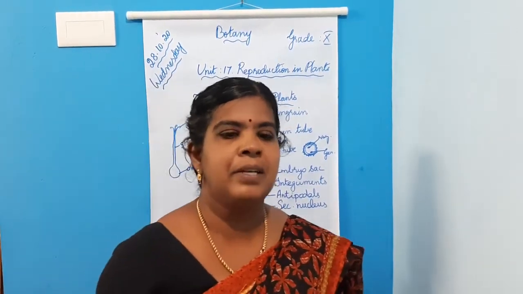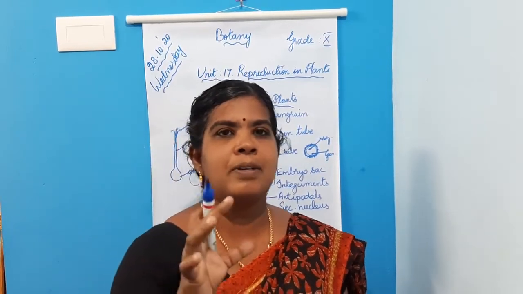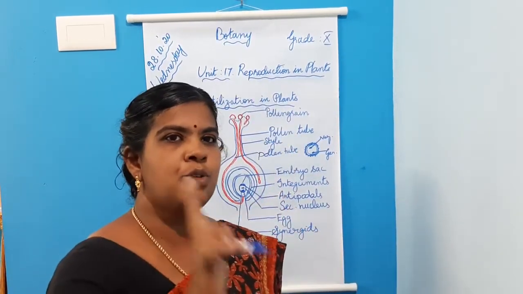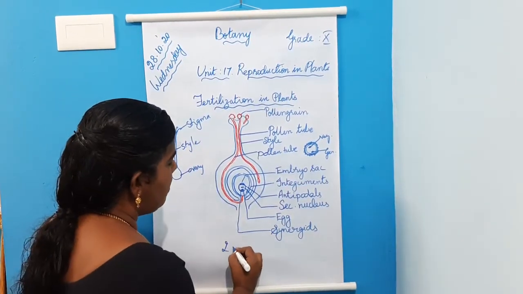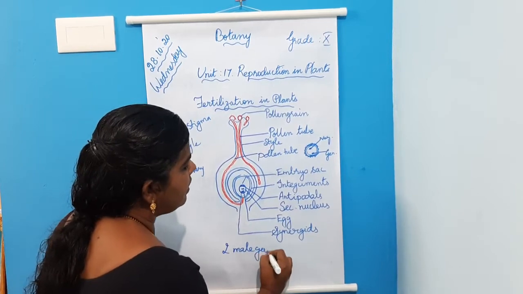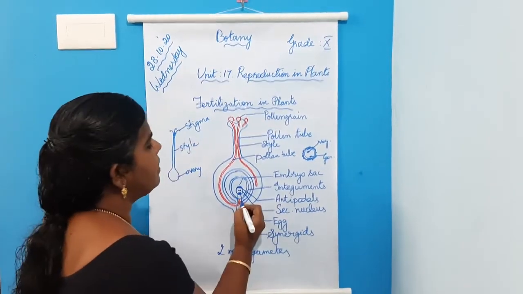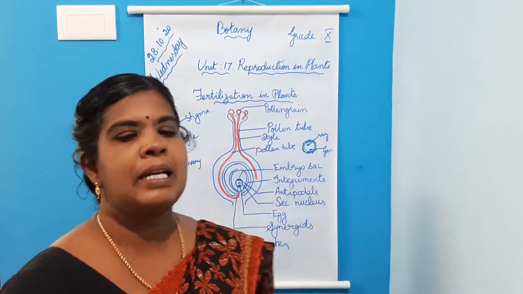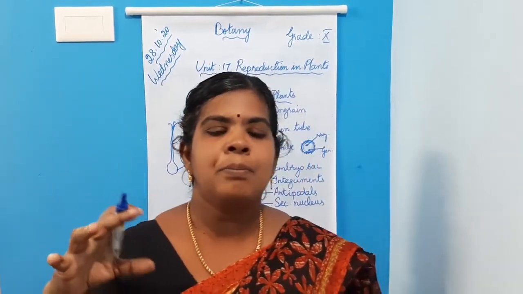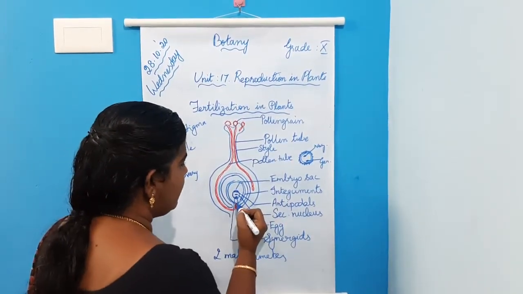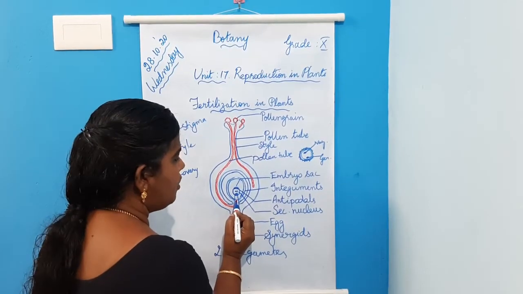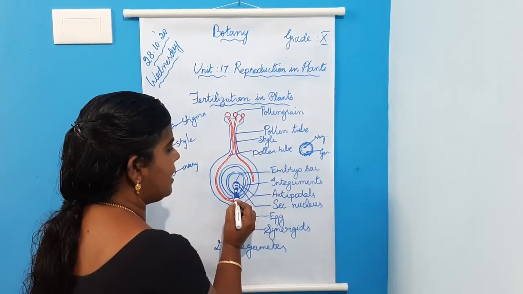Here the vegetative cell degenerates or disappears, and the generative cell divides into two nuclei, or two male gametes. Okay, the tip of the pollen tube bursts and the male gametes are liberated. The tip of the pollen tube bursts and two sperms enter the embryo sac. This is the tip of the pollen tube bursting, and two sperms are liberated.